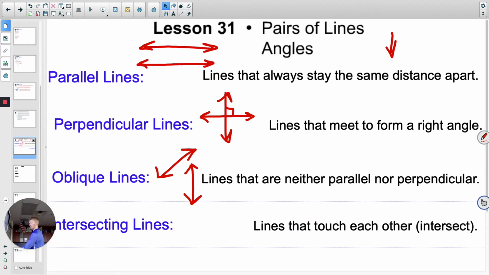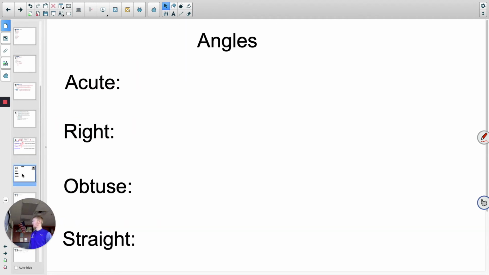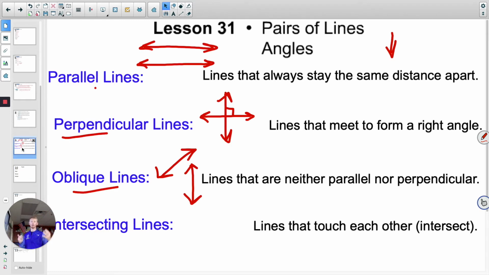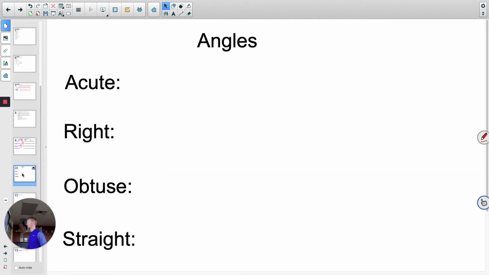And then intersecting lines, any lines that will touch each other eventually, that will intersect. So perpendicular lines are intersecting lines, oblique lines are also intersecting lines. Parallel lines are not intersecting lines. Those would be the only ones that aren't. All right. If you still need this, just pause the video to write these down so you can have this in your math notebook. Angles.